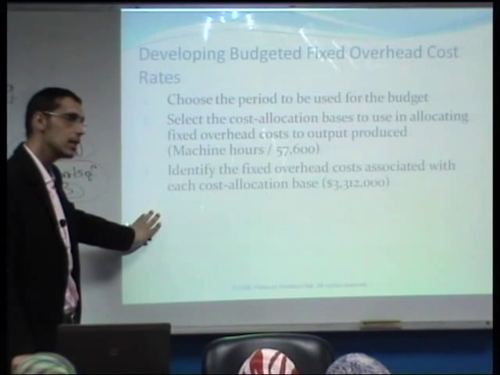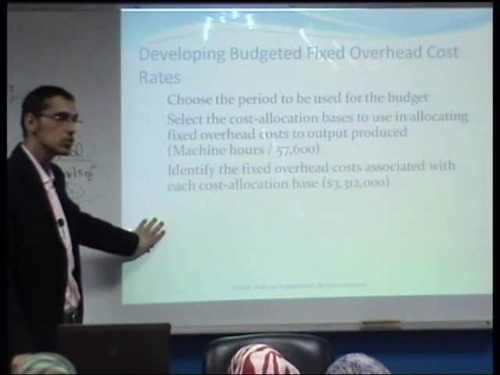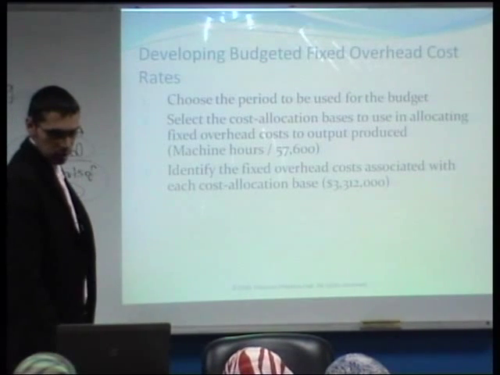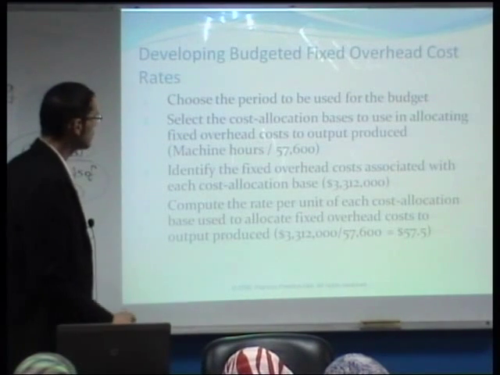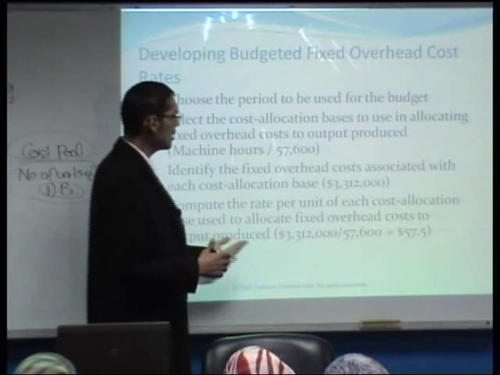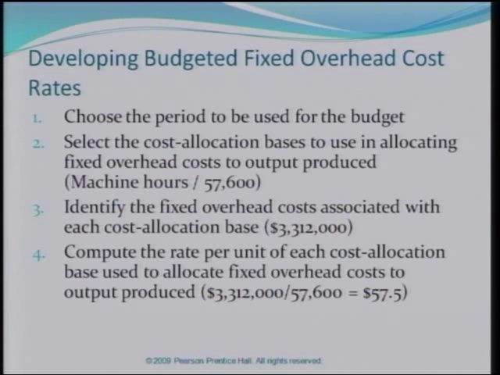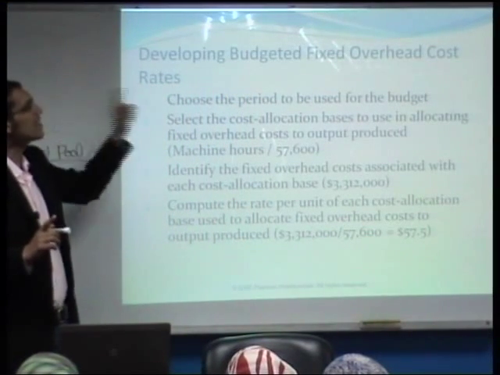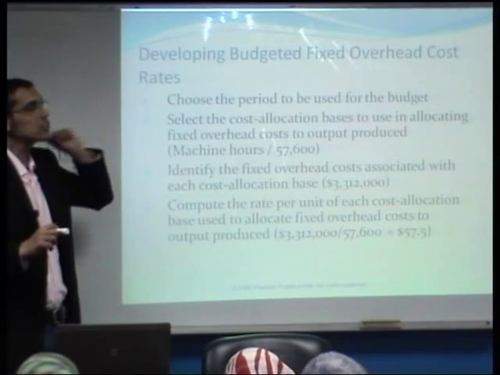We need to calculate the standard rate or the budgeted rate by dividing the cost pool by the total number of units. Therefore, the $3,312,000 should be divided by 57,600 machine hours. Therefore, the cost is $57.5. Here, we are talking about fixed manufacturing overhead cost.